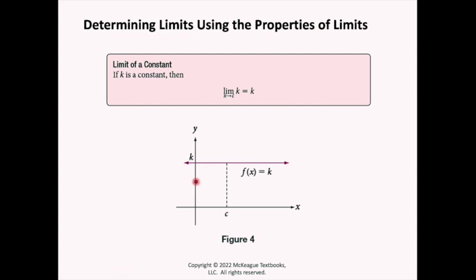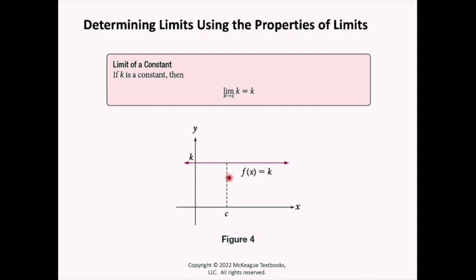Now, this graph shows a constant function. So this is going to be the graph of f of x is equal to some value k, and k is where it crosses through on the y-axis. So no matter what value of x I'm looking at on the x-axis, I'm going to come up and my y value, no matter what, is always going to be k.